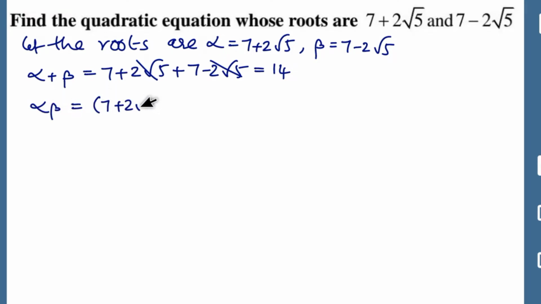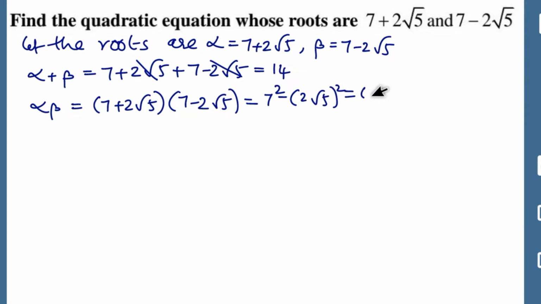So 7 plus 2 root 5 into 7 minus 2 root 5 is equals to, this is a plus b into a minus b form. So a square minus b square. So 49 minus 2 root 5, 2 square 4, root 5 square 5, 4 5 is 20, is equals to 29.